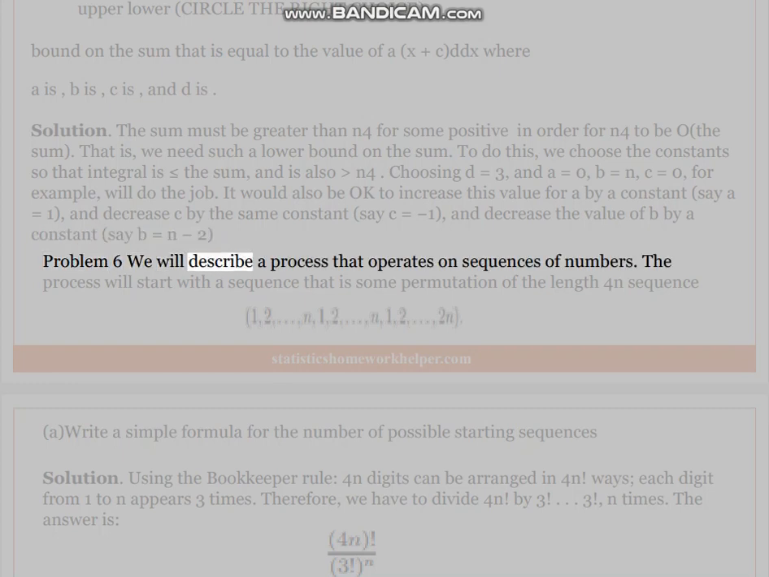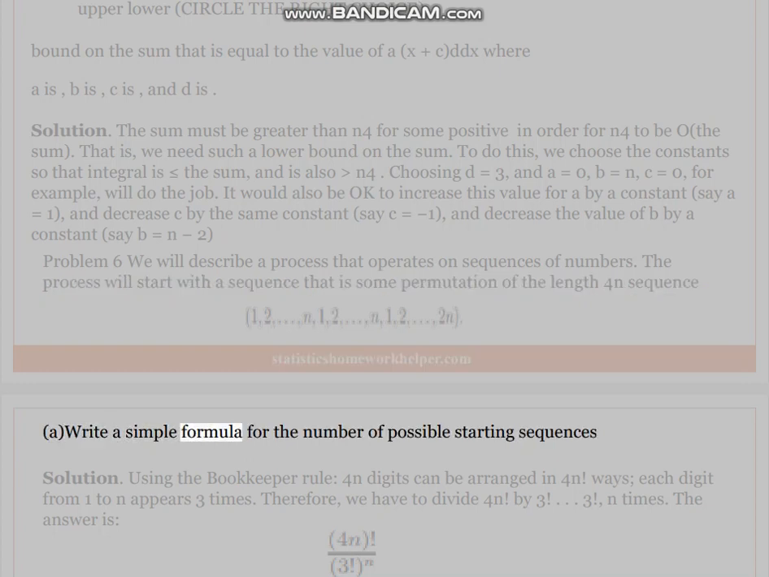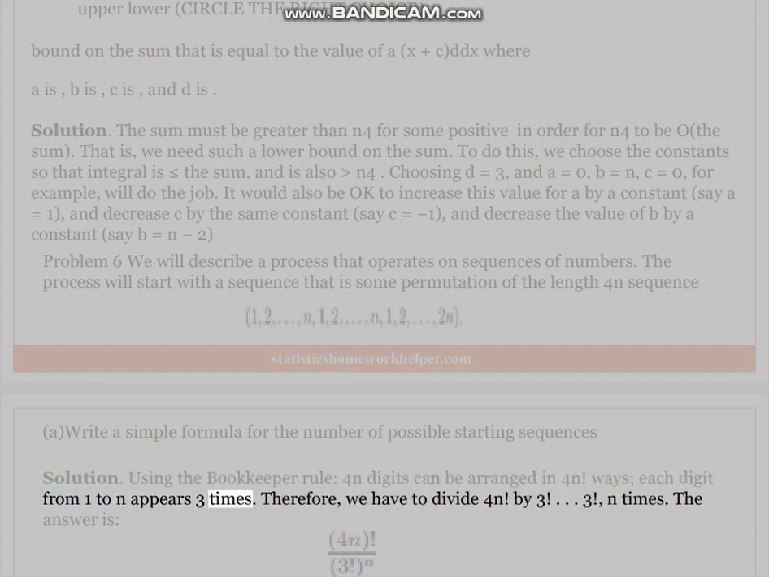Problem 6. We will describe a process that operates on sequences of numbers. The process will start with a sequence that is some permutation of the length 4n sequence. A. Write a simple formula for the number of possible starting sequences. Solution. Using the bookkeeper rule, 4n digits can be arranged in (4n)! ways. Each digit from 1 to n appears 3 times. Therefore, we have to divide (4n)! by 3!